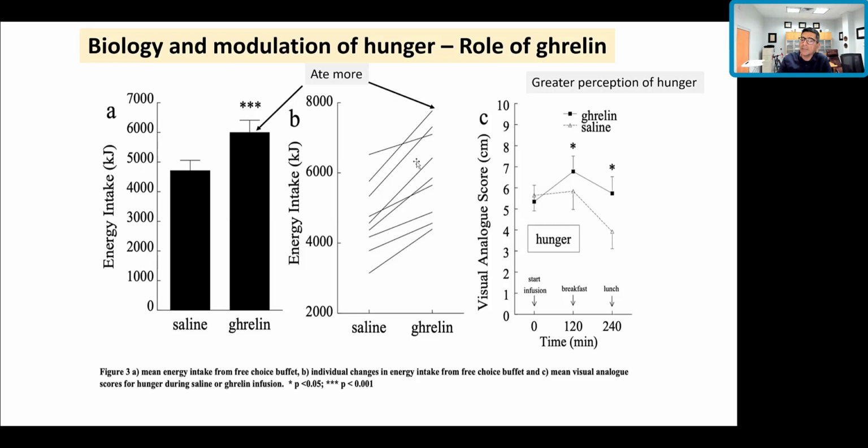They also looked at the visual interpretation of hunger by these people, looking at food. Who was more hungry? Looking at food before infusion, the hunger was the same. But after infusion, the hunger was a lot more. The perception, the thought of food, and the hunger through visual cues was a lot more in people who were on ghrelin.